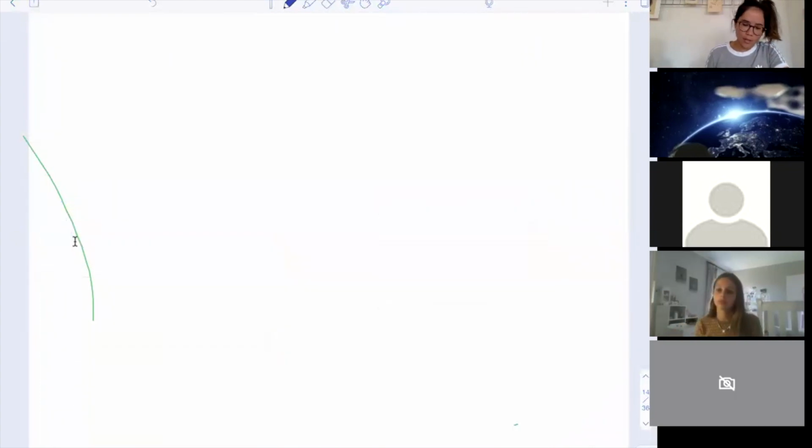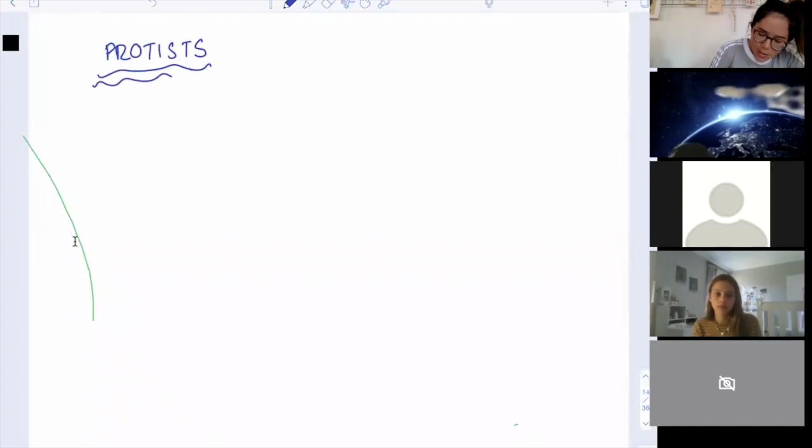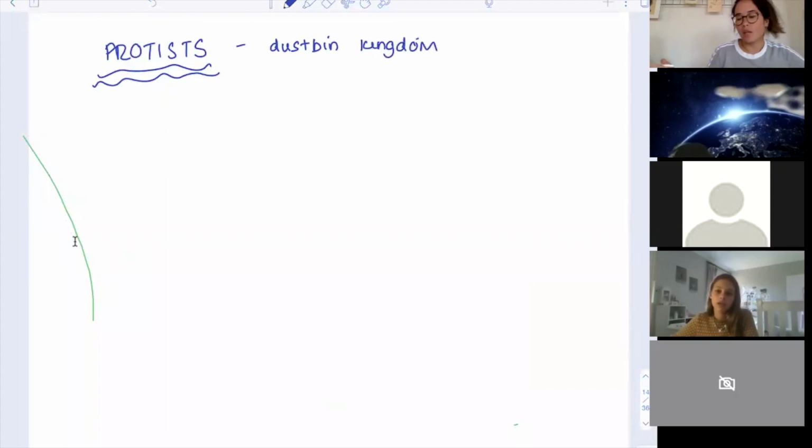Okay, I don't actually have a picture of the protoctists or protists. I don't know why they have lots of different names. And that's because they're quite hard to quantify. The reason for this is we call them the dustbin kingdom. So effectively, everything that doesn't fit into being like an animal cell, plant cell, fungal cell, effectively, we don't know how to classify them, so they tend to be put in the protoctists.